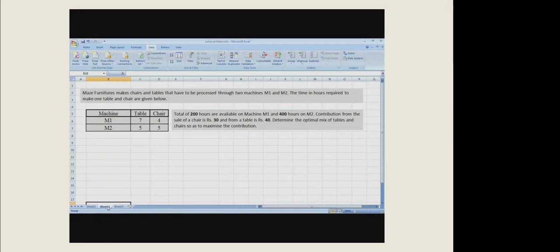We need to decide the optimal mix of tables and chairs so that the maximum contribution is received. To solve this problem, we need to understand this is a classical and simple linear programming problem. The objective is clear. We need to maximize the contribution. The decision variables are the number of tables and chairs to be made, and the constraints are the capacities of machine M1 and M2. So let's start. Initially, I will input the decision variables.